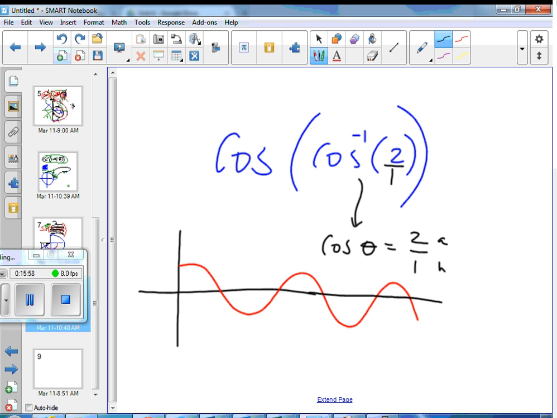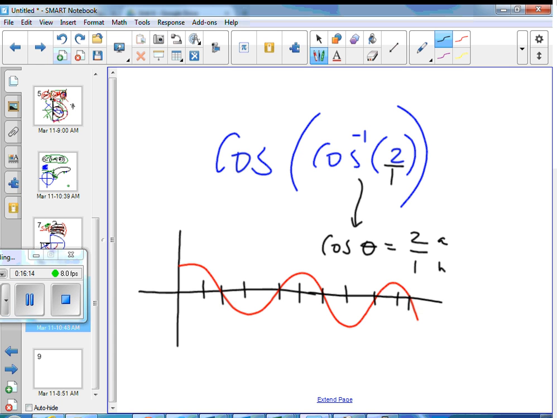What's the highest cosine ever gets? 1. It's asking what angle, with the angles being the things down here, what angle would it finally hit 2 on? It never will hit 2. It goes up and hits 1, it comes back down again. So, no solution. All right.